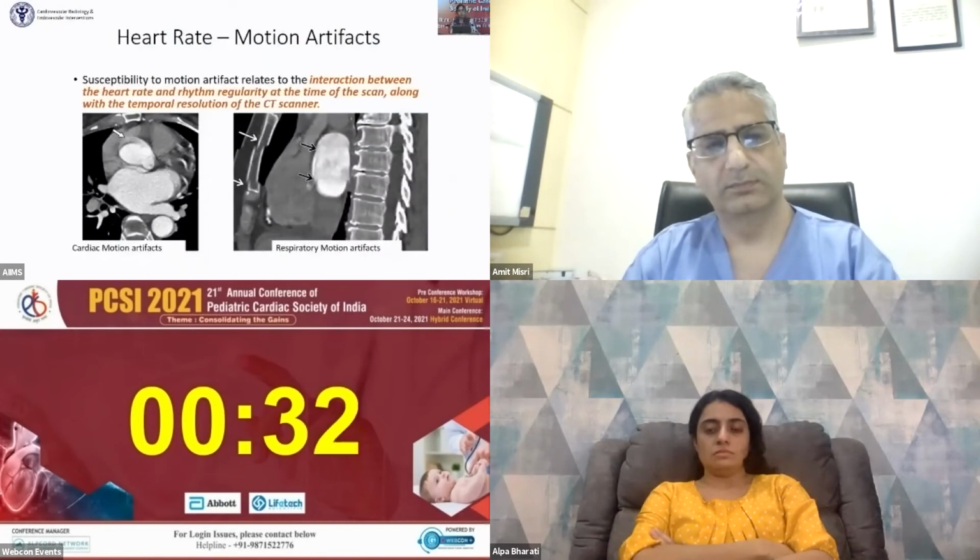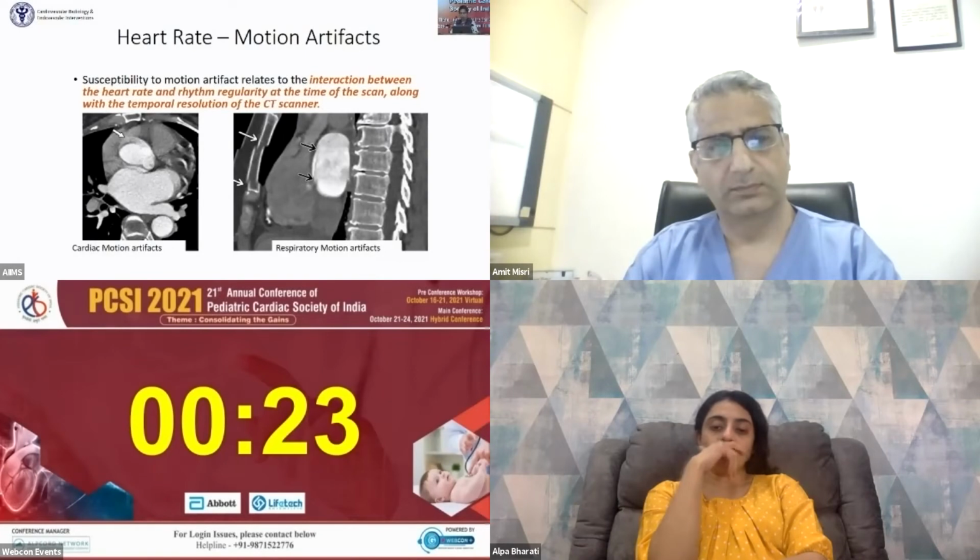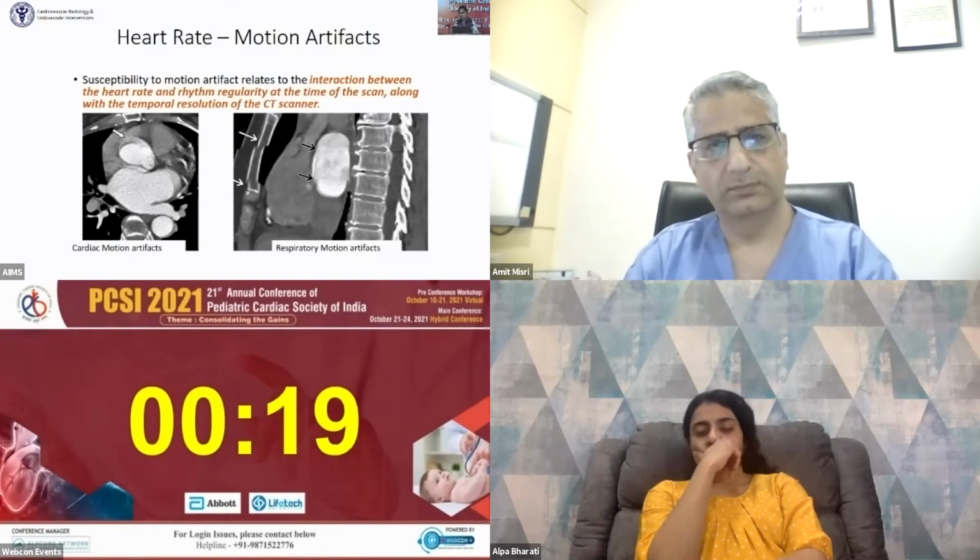The other issue is motion artifact. Like I said, these patients have heart rates more than 100, and also they are not able to hold breath, especially the younger patients less than 7 years will not hold breath. So we need a scanner which will obliterate all these artifacts.